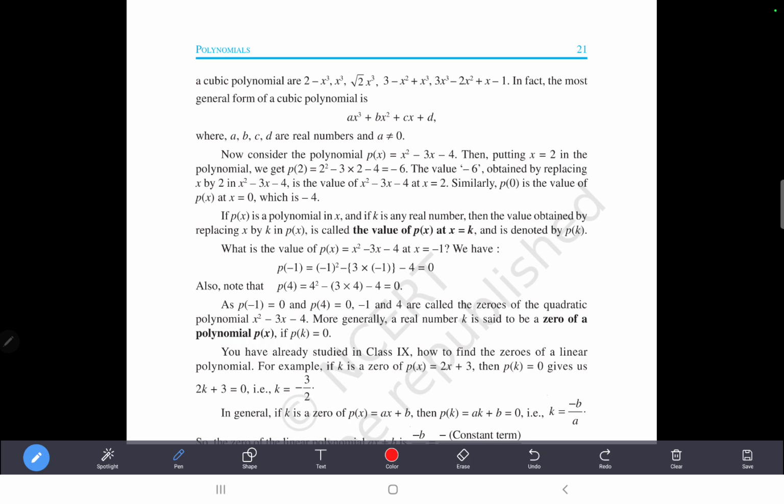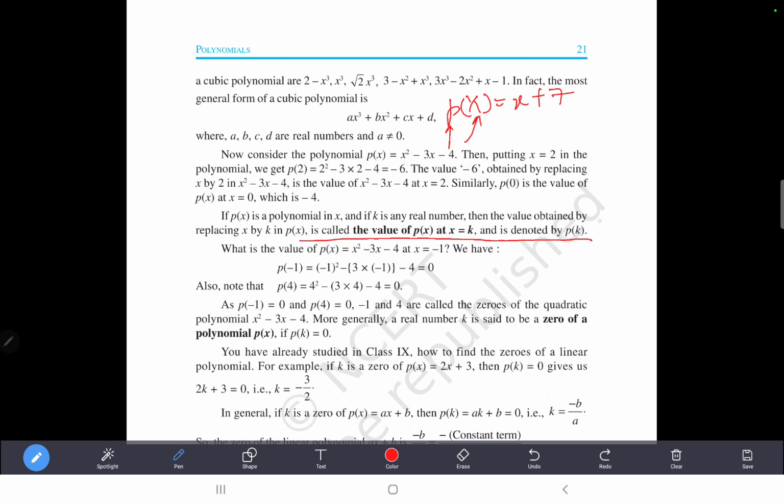Now let's read the definition. If p(x), okay, so what is p(x)? Anything when we are writing, we are denoting it by p(x). p(x) means polynomial of variable x. So if p(x) is a polynomial in x and k is any real number, then the value obtained by replacing x by k in p(x) is called the value of p(x) at k.